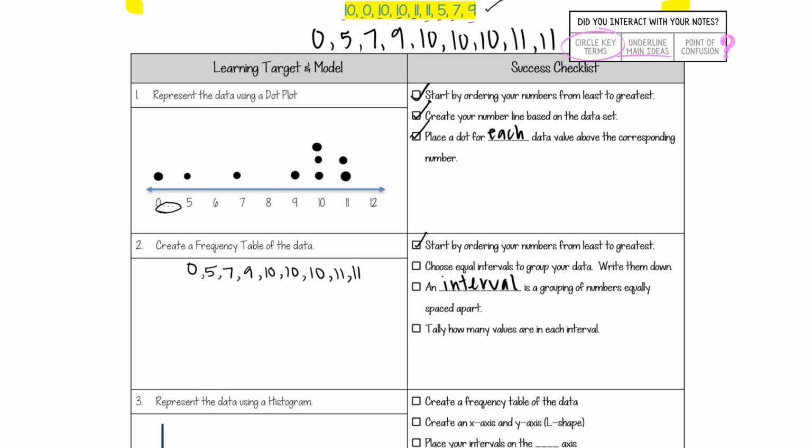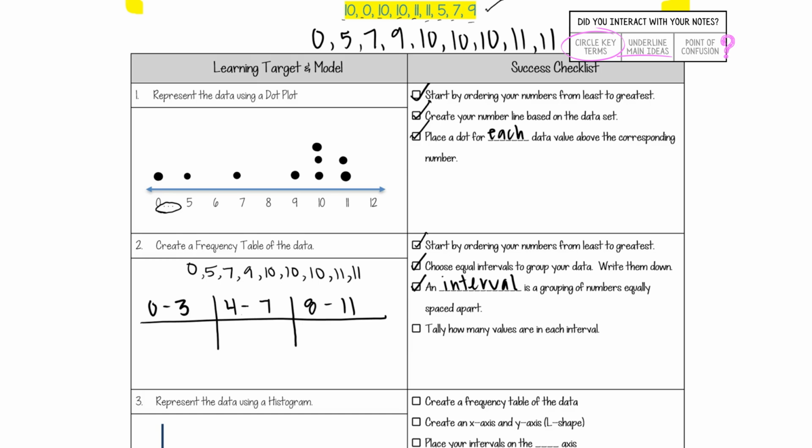So for this set of numbers, if you'd like to challenge yourself, you can do a different set of intervals. I'm going to go 0 to 3. I like to set up a table for this. So 0, 1, 2, 3, that's 4 values total. So my next one would list 4 to 7 and 8 to 11. We actually did 2 success checklists in one for that one.